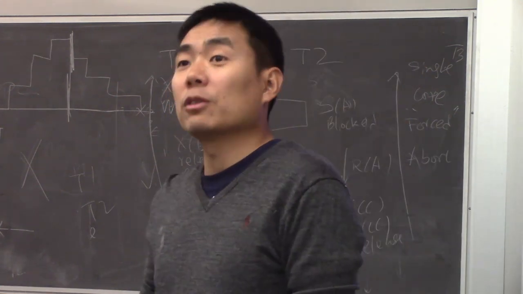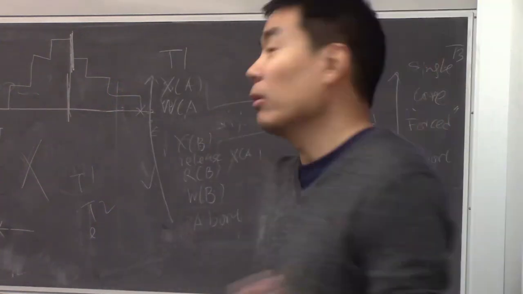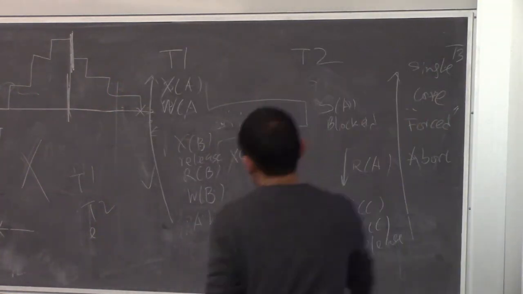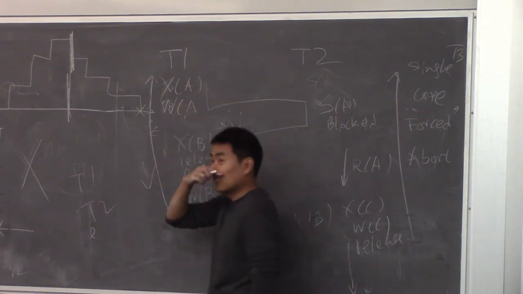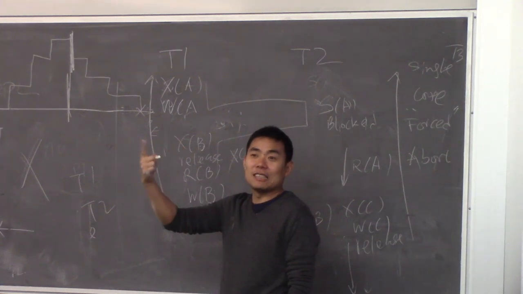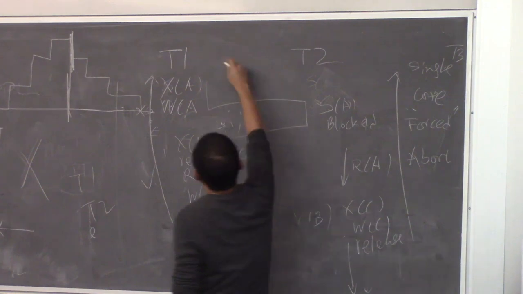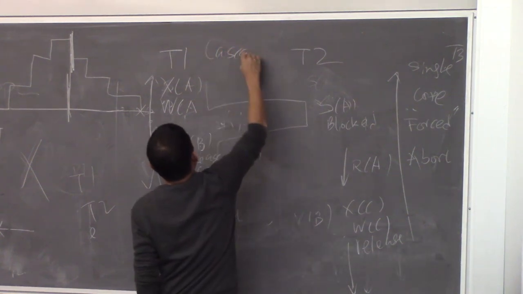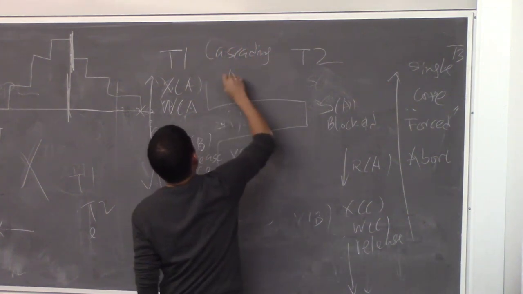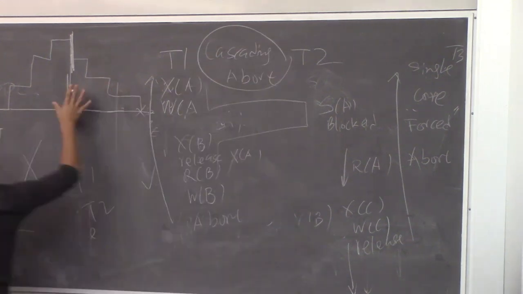So that's a domino effect. This is exactly a domino effect. And that's what we call cascading abort. We saw this word before, right? Yes, cascading delete or whatever, but in integrity constraints. This is called cascading abort. And that's the difference between this and this.